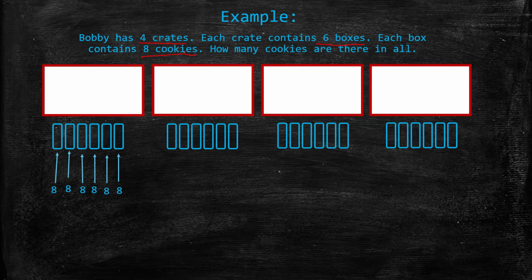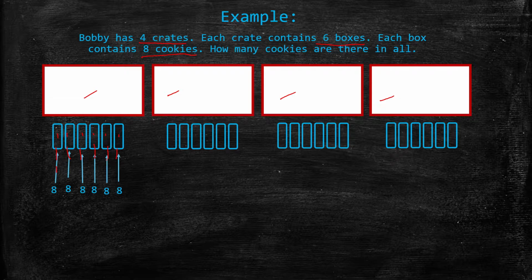So here I'm underlining the 4 crates. I've given you a visual. These white boxes here, those are my crates. Now each crate contains 6 boxes, so in each one of these, you have 6 boxes. Now each box contains 8 cookies. That's why I have these little arrows here pointing up there. I didn't do that on all of them, I just wanted to give you a visual. So how many cookies are there in all?